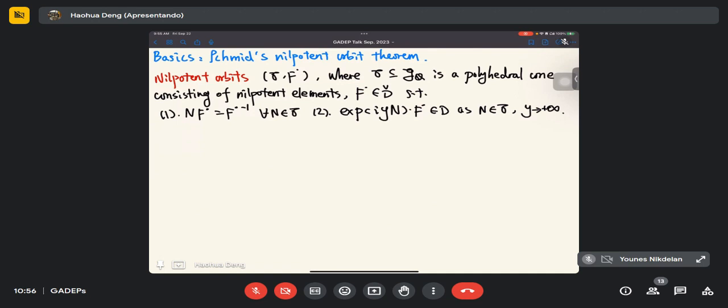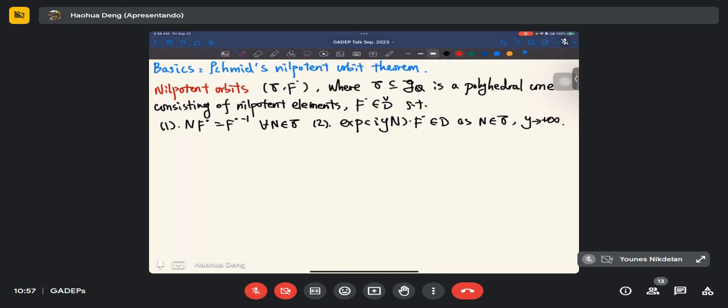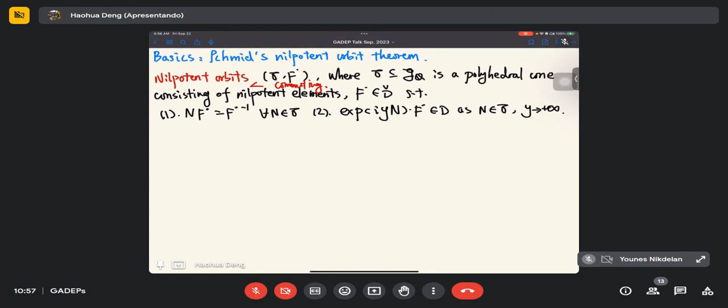A nilpotent orbit is a pair (σ, F). We choose σ to be a polyhedral cone in the rational Lie algebra of the automorphism group G, and we require that it consist of nilpotent elements. I missed a very important condition: they should be commuting nilpotent elements, which means the subspace generated by σ should be abelian under the Lie bracket. So this cone consists of commuting nilpotent elements.